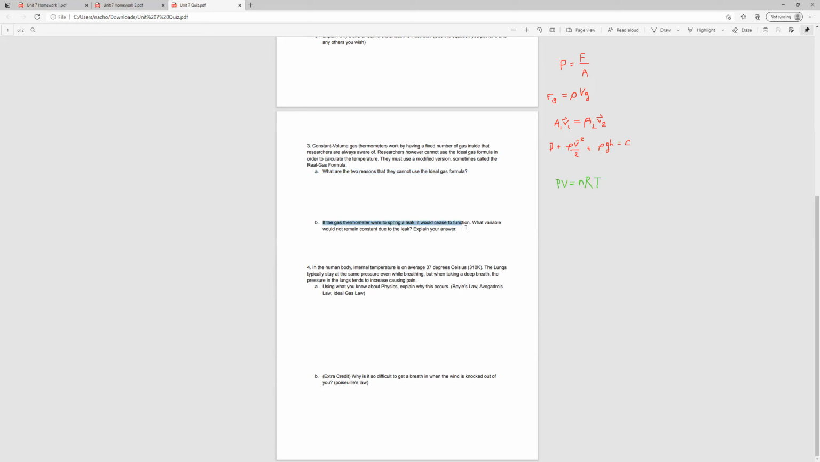If the gas thermometer were to spring a leak, it would cease to function. What variable would not remain constant due to the leak? All right, now there's a lot of correct answers, but I wanted the actual correct answer that is from the leak, right? Due to the leak.